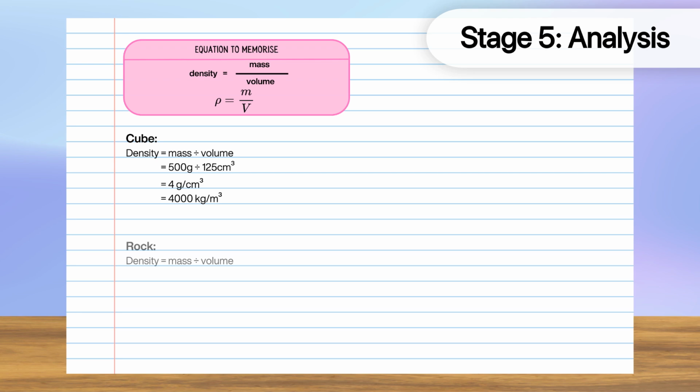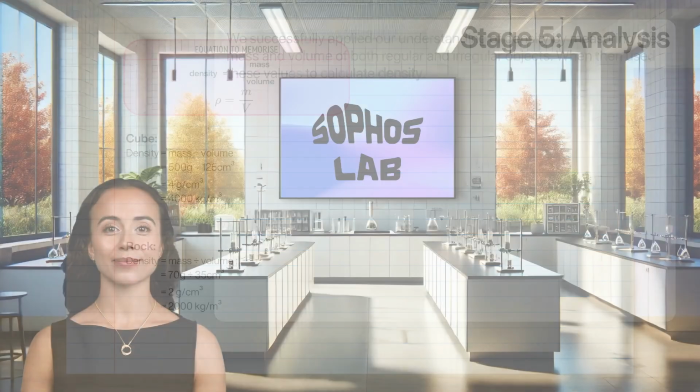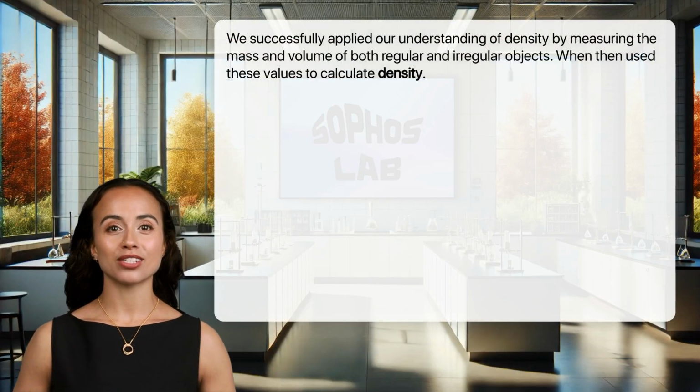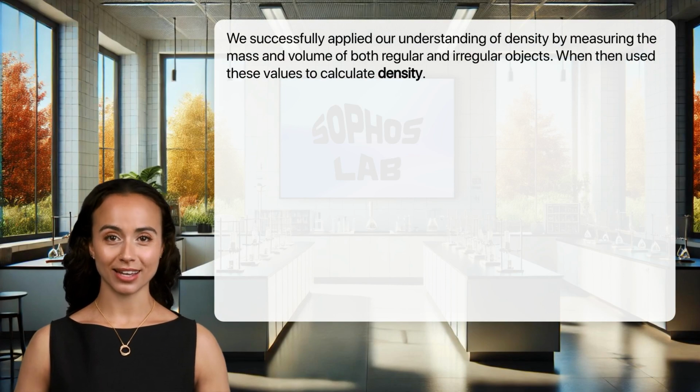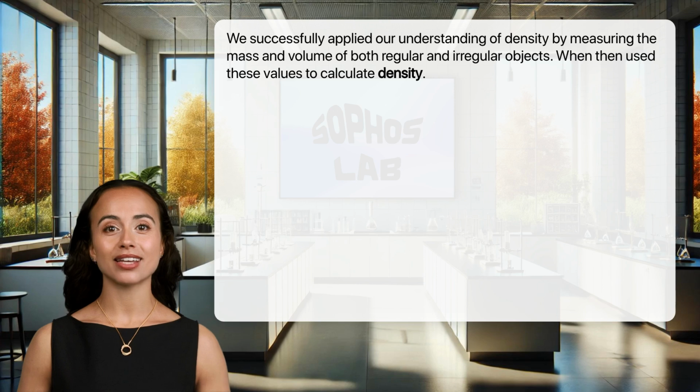For our irregular object, if its mass measured 70 grams using the balance, then the density equals 70 grams divided by 35 centimeters cubed, which equals 2 grams per centimeter cubed. This is 2,000 kilograms per meter cubed. You can now repeat this process with various objects, ensuring to carefully record the mass and volume in order to calculate the density.